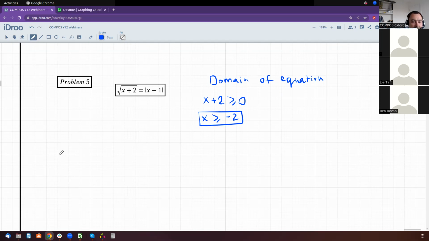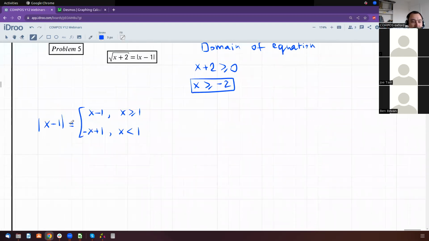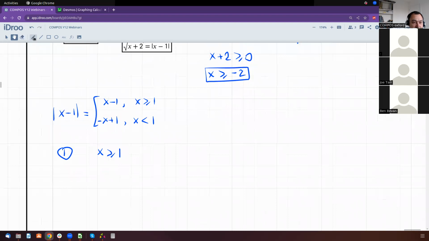Now you remember, the modulus of x minus 1 is equal to x minus 1 if x is greater than 1, and minus x plus 1 if x is less than 1. So we have two options. First, case 1: x is greater or equal to 1. That's the first option. And then the equation becomes square root of x plus 2 equals x minus 1.